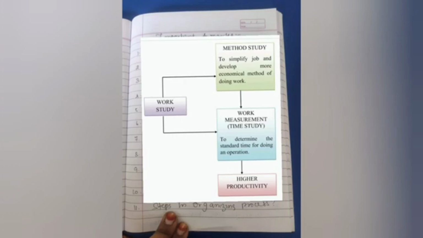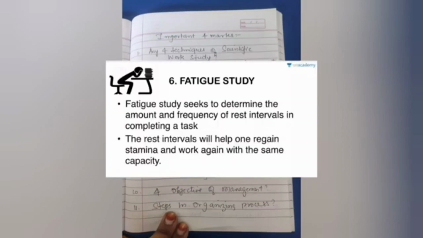So first of all, what is method study? It means to simplify the job and develop a proper method. After that, time study is to determine the standard time for doing the operation. And now we'll discuss the fatigue study. Fatigue study seeks to determine the frequency of rest intervals which is needed to complete a task. After that, we have movement study.